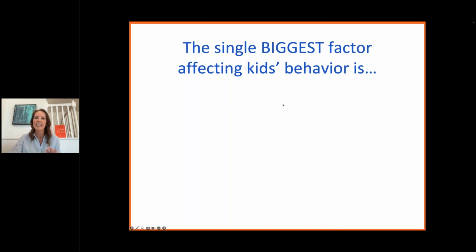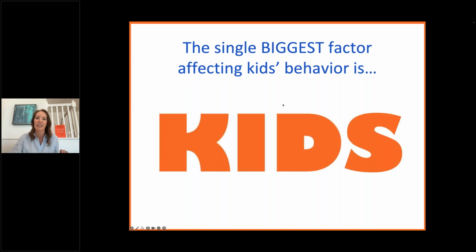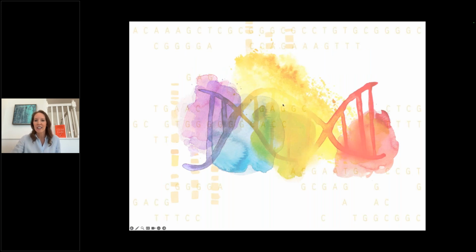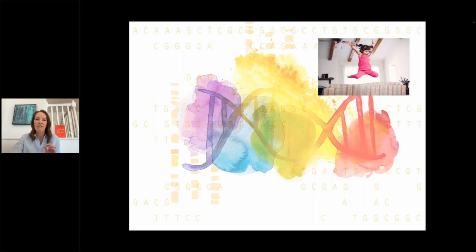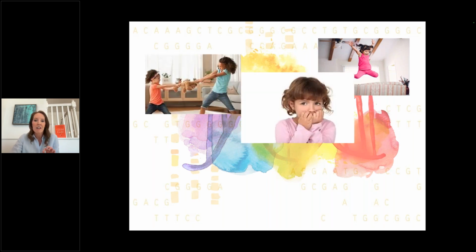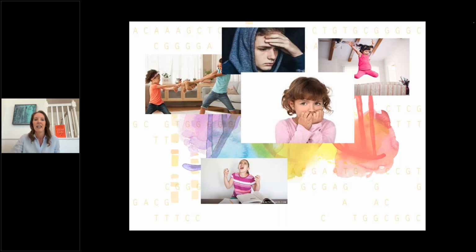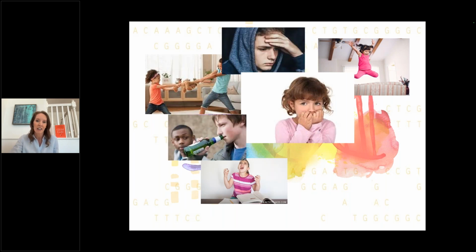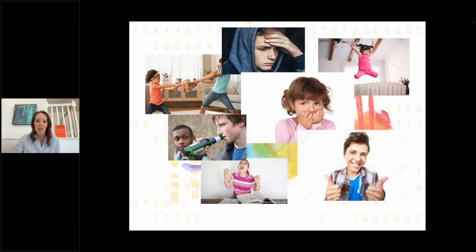In fact, the biggest predictor, the biggest thing that affects kids' behavior is our kids themselves. And here's what I mean by that. All of our kids are born with a unique genetic code, a disposition that influences everything from their propensity toward impulsivity, self-regulation, fear, frustration, anxiety, addiction, sociability, and extroversion.